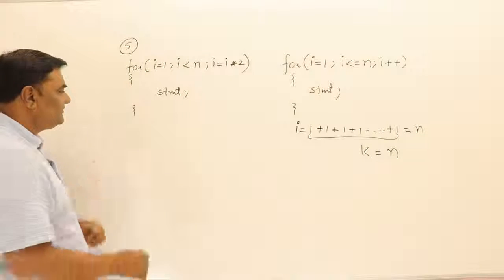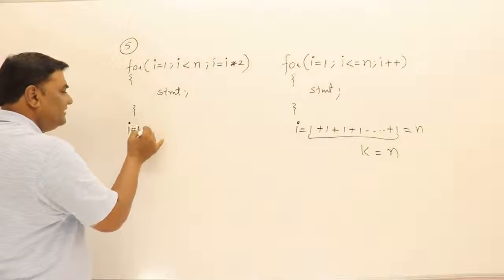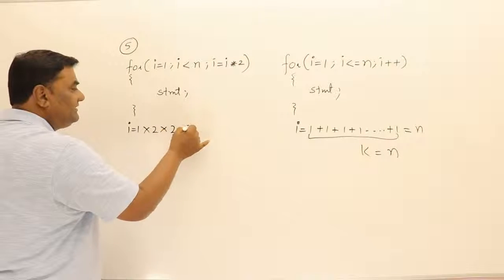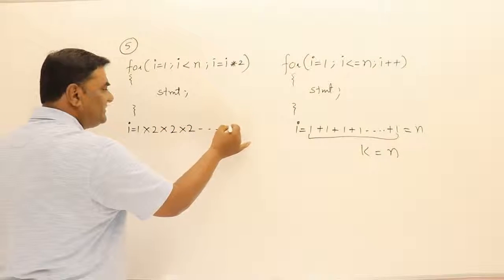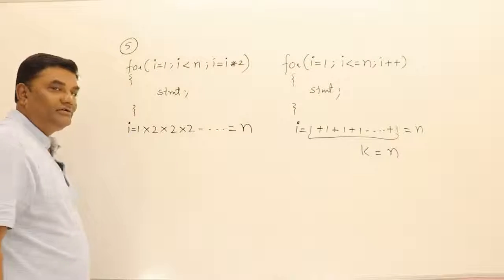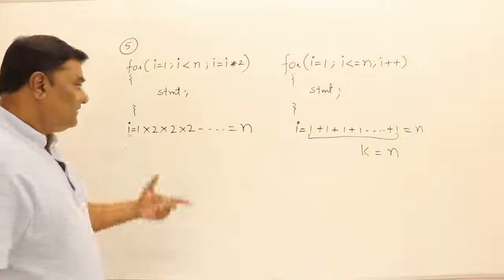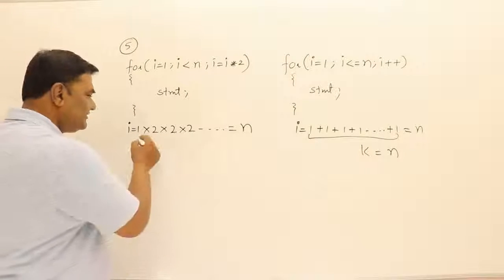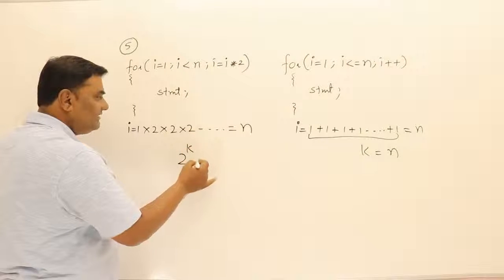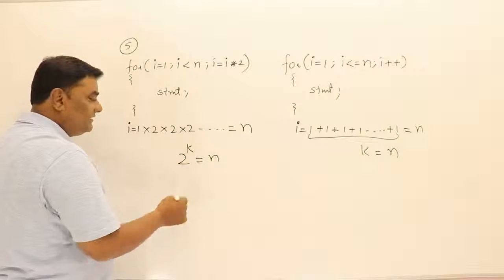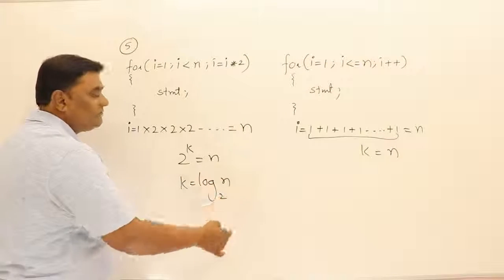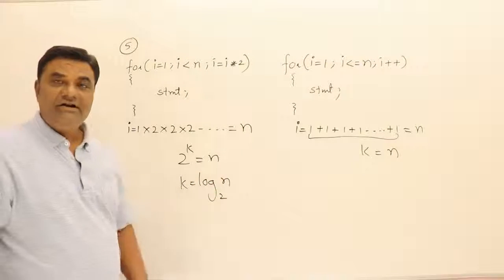Now let's take this one. I is initially 1, then next time into 2, then again into 2, then again into 2, up to some times. So finally it will stop when it becomes greater than or equal to n. Then how many times is this? Let us say k times. So what will be the result? This will be 2 power k. That will be equal to n. So k is how much? Log n base 2.